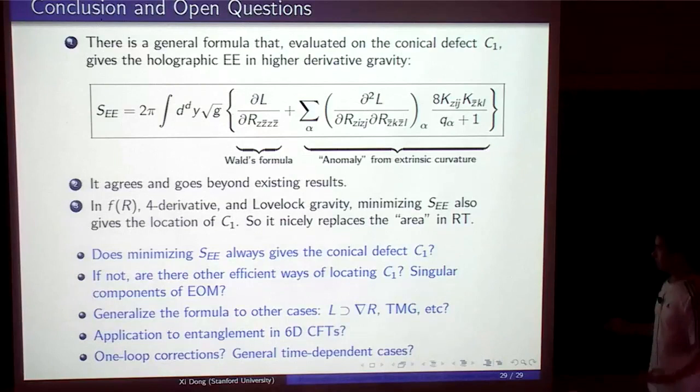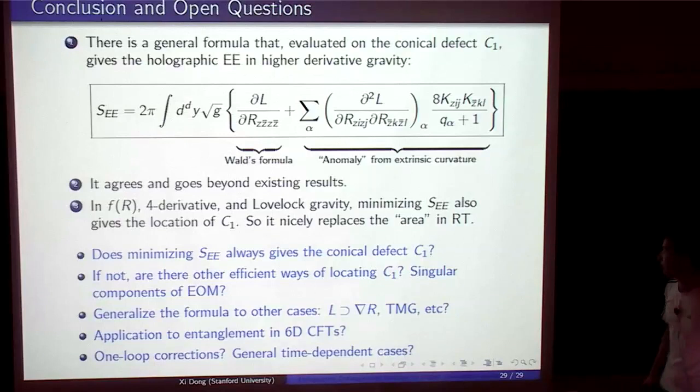But for practical purposes at least, that's good enough, because how do we use the minimization procedure? We go ahead and derive the embedding equation and solve it anyway. So if we arrive at some equation which determines the location, for practical purposes, we don't really care.